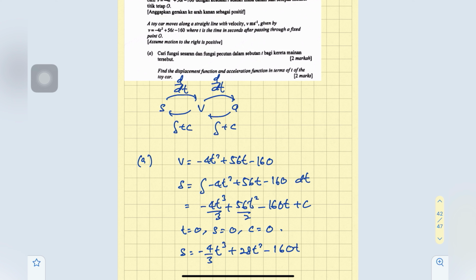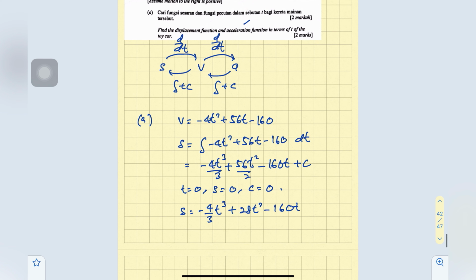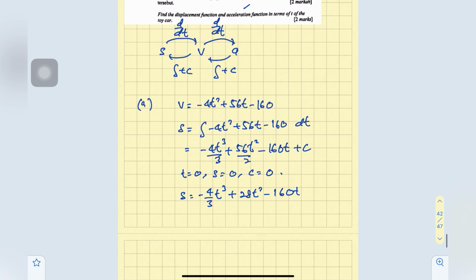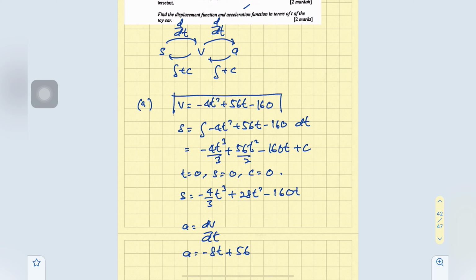Okay, so then acceleration. So acceleration from V, we need to differentiate. So acceleration A equals to dv/dt. From ni lah kita differentiate V. So A equals to negative 8t plus 56. Okay, so ni lah kita dah ada semua komponen in kinematics. So V, S and A.